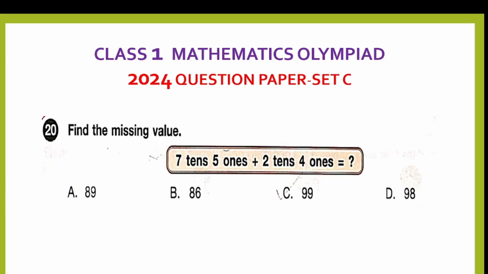Next question. Find the missing value. So we have 7 tens, 5 ones. So add the tens place and add the ones place. There are 5 ones and 7 tens, that is 75, and plus 2 tens and 4 ones, that is 24, is equal to what? So let's do the addition. 75 plus 24. 5 plus 4 is 9 and 7 plus 2 is 9. So obviously the answer is 99, and the answer for this question is option C.